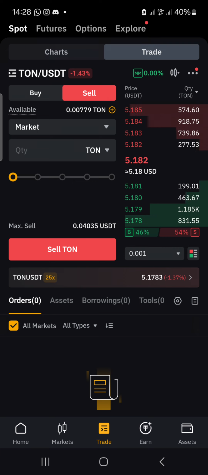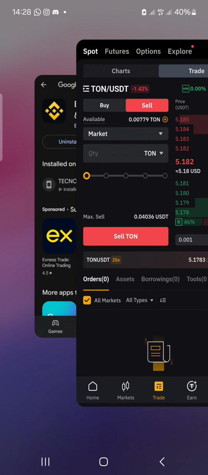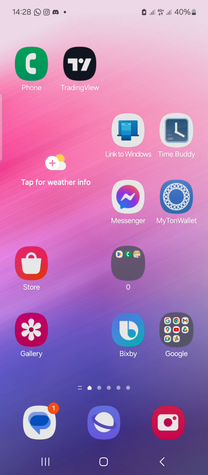So the next thing I want to look at is how to trade on Gate.io. Let's open Gate.io.